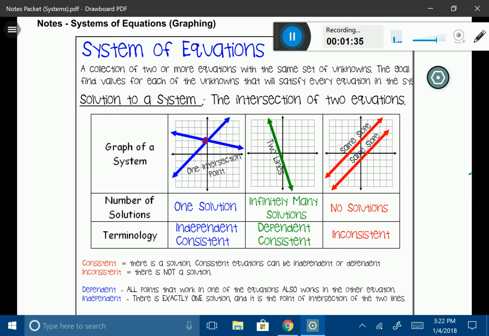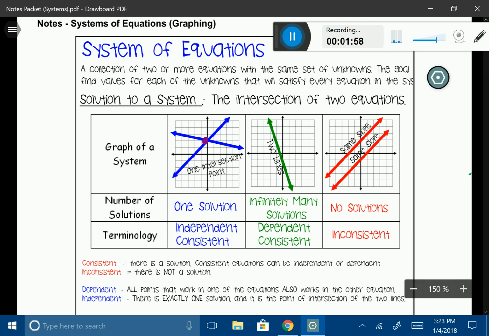That specific location where they intersect, that point, is called the solution to the system. So when you're dealing with two lines that intersect, and they don't necessarily have to be perpendicular, they just need to intersect at one point, what we say in this case is that we only have one solution. There's only one intersection point. We also call this type of graph independent and consistent.